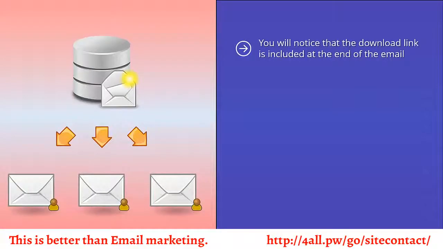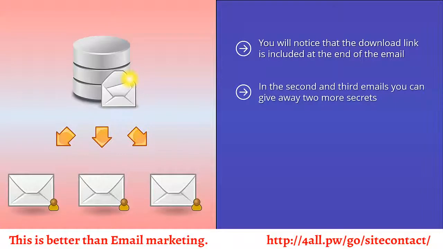You will notice that the download link is included at the end of the email. Why is it at the bottom? So that they will read through the whole email, of course. In the second and third emails, you can give away 2 more secrets. You always want to leave a cliffhanger at the end of the previous email that will encourage them to open the next one when it arrives the next day. You can see an example of this in the first email above.